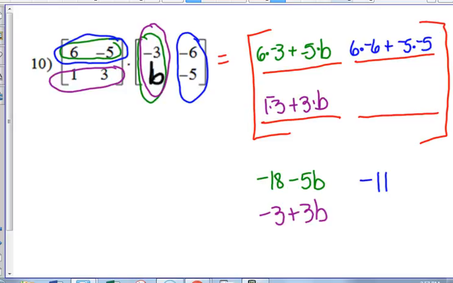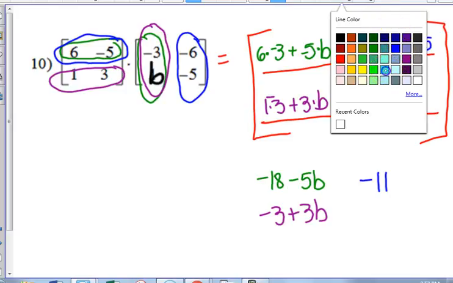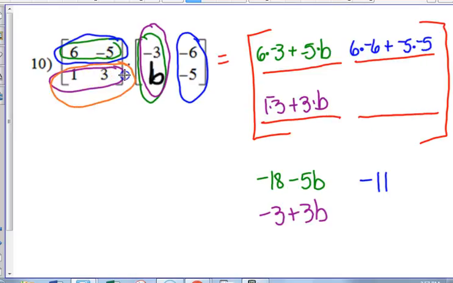Do I have another color to use? How about tealy or orange? Let's try this one. Okay. Now we got to do row 2 times column 2. So we have 1 times negative 6 plus 3 times negative 5. That looks the same as the red to me, but anyway. Okay, what do we get? This simplifies, doesn't it? Yup. Negative 6 plus negative 15 is negative 21. Did someone else get that? Okay. Final answer.